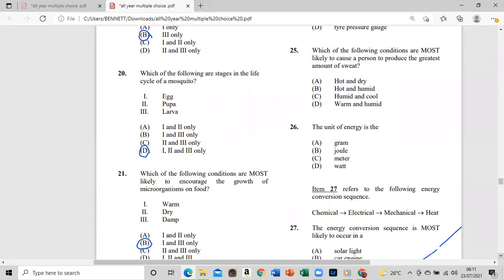Which of the following conditions are most likely to cause a person to produce the greatest amount of sweat? Hot and dry, hot and humid, humid and cool, warm and humid. So 25 would be hot and humid. So that is B.